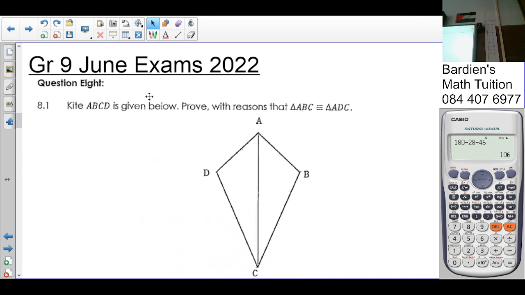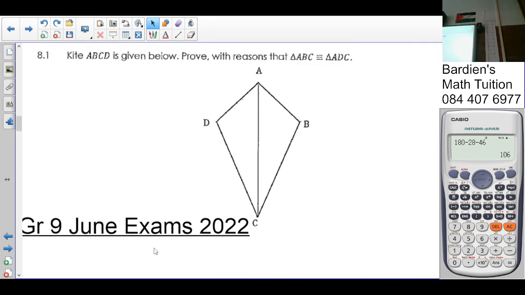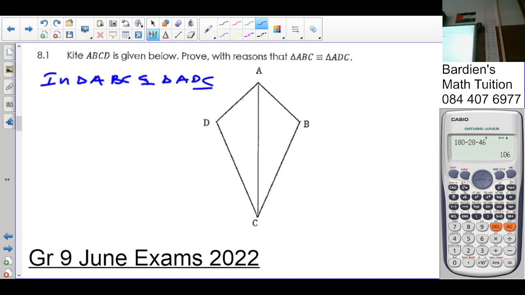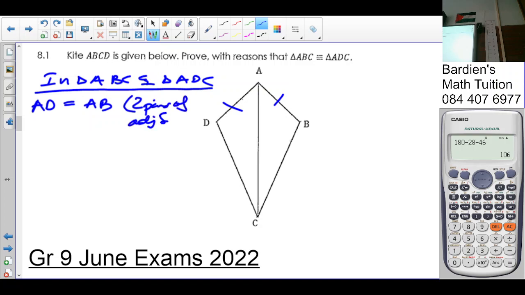Question 8. In 8.1 we are asked: ABCD is a kite. Prove with reasons that. So how do we start with congruency? We say in triangle ABC and triangle ADC. So what can we say about the two triangles? AD is equal to AB. Why is that equal? Two pairs of adjacent sides equal in a kite. Right? Did we know that?